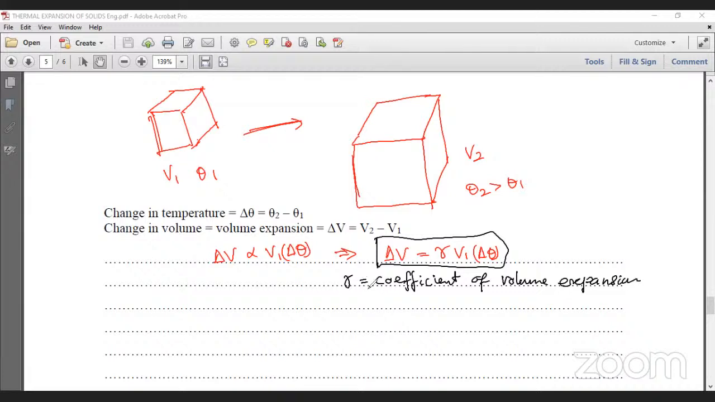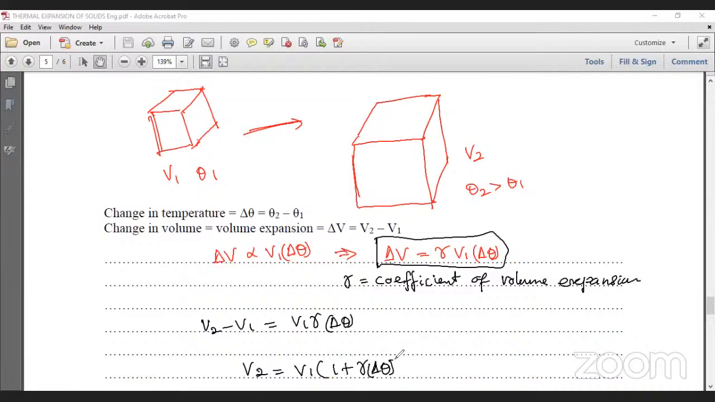Coefficient of volume expansion, gamma. Its SI unit is similar to the previous alpha and beta: per Celsius. It's also a small value. You need to know this equation, and you can rearrange it like this. Delta V is V2 minus V1, so it equals V1 gamma delta theta. So V2 you can write as V1 times (1 plus gamma delta theta).